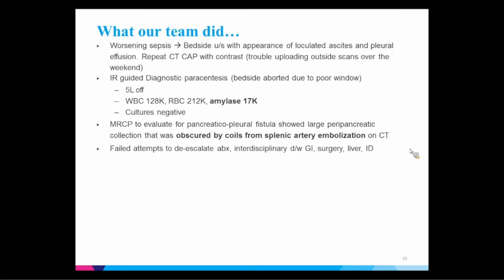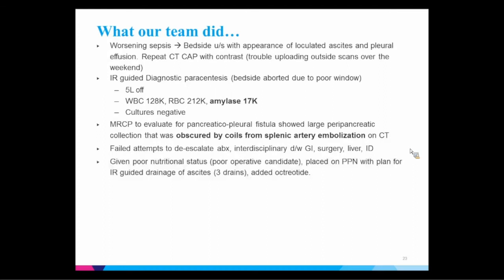But that didn't work. And then we had a discussion with GI surgery, liver, and ID, just to think about, is there anything else we could be missing? And then given his poor nutritional status and being a poor operative candidate, he was placed on PPN, and we decided to try to medically manage. My concern was, does he need a washout? He has all these blood products in his abdomen. He maybe at some point had a bug in there. Maybe if someone did hit his thing with a needle, they also had a small enterotomy. Very hard to know. And all of the diagnostic studies ever since his very first one had all been done on antibiotics. So hard to know, maybe the yield is worse.